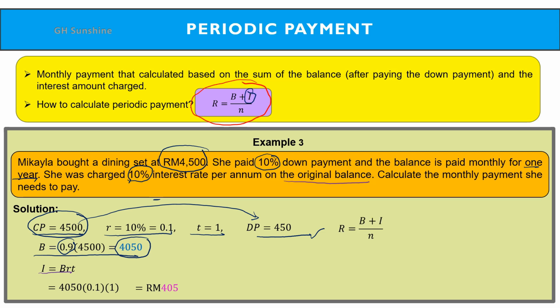Okay, next. We have the value of the interest amount and the balance. Therefore, what we need to calculate here is the periodic payment. Using this formula, substitute N equals MT. So we got N equals 12, 12 times 1 equals 12. Then the periodic payment equals RM371.25. So here is the monthly payment that Michaela needs to pay within 1 year.